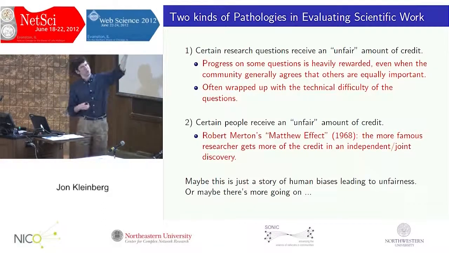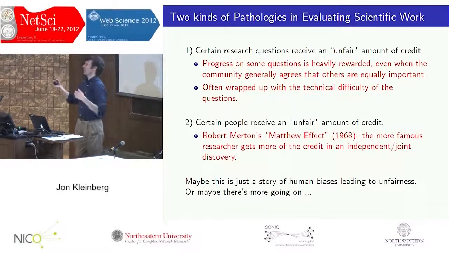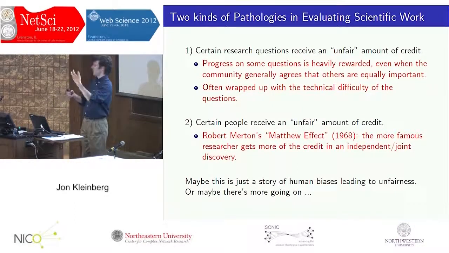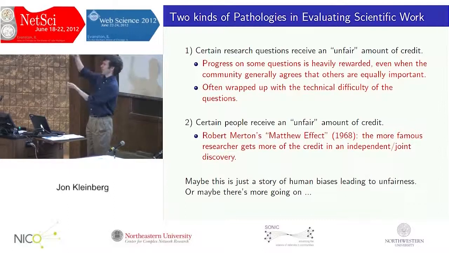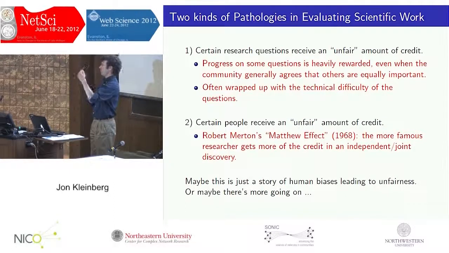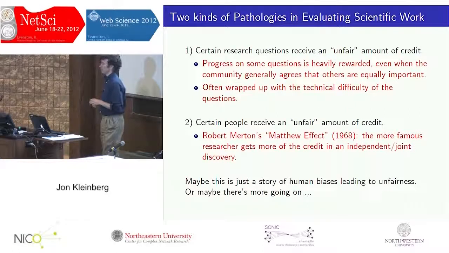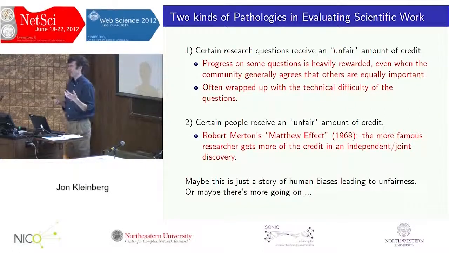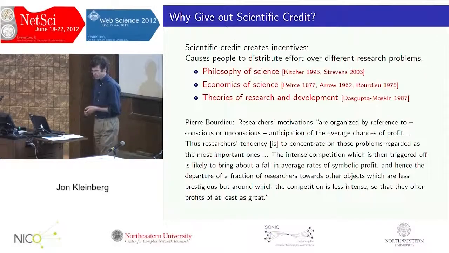You can actually think of these as two sides of a coin, and I mean that quite literally, because if you think of science as a matching up of people with problems to work on, then this is operating on the problem side. It's being unfair in how you evaluate problems, and this is operating on the people side. It's being unfair in how you evaluate people. Right? Okay, so maybe this is just yet another story of how inherent human biases are leading to unfairness, but if it's such a robust phenomenon, you wonder, is there something more going on here?